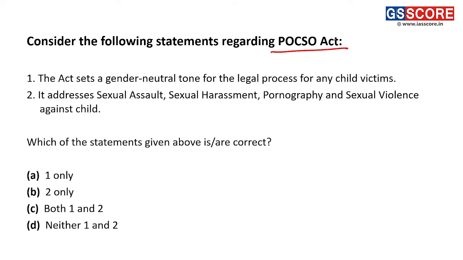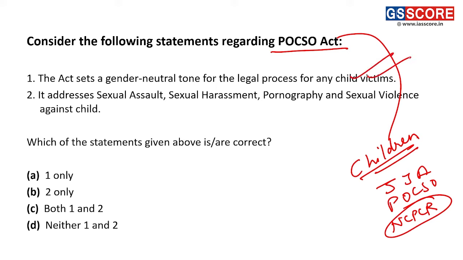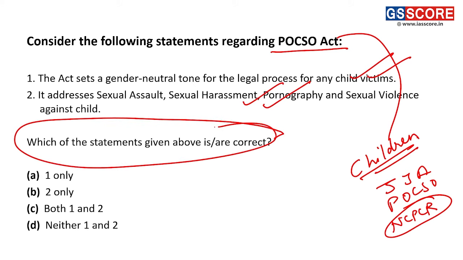POCSO Act. Well, children are important and hence acts like the Juvenile Justice Act, POCSO, and bodies like NCPCR are important. So let us look at the set of statements. The Act sets a gender neutral tone for legal processes of any child victims. Well, that is correct, right? It addresses sexual assault, sexual harassment, pornography, sexual violence against a child. That is also correct.